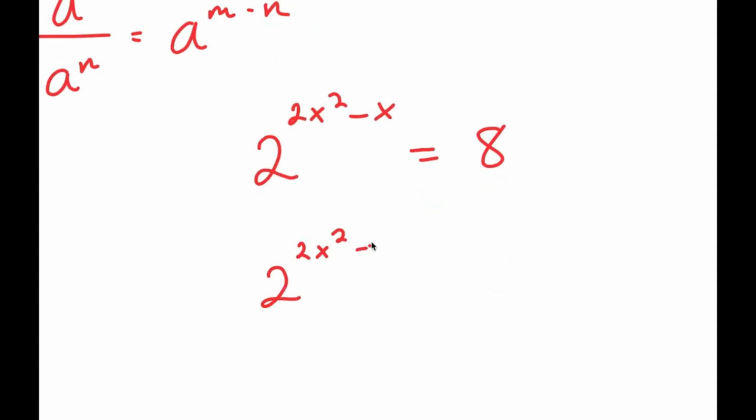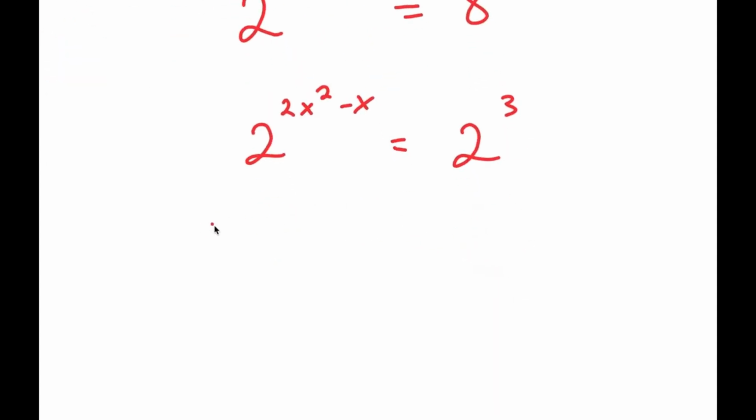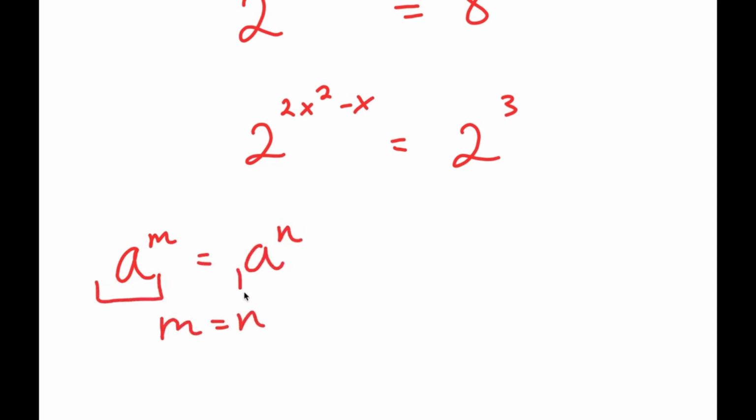Now 8, I'm going to rewrite this as 2 to the power of 3. Now another property of exponents is that if I have something in the form a to the power of m is equal to a to the power of n, this means that m is equal to n. In other words, if the bases of two expressions are the same, that means the exponents are equal to each other as well. So now I have 2 to the power of x squared minus x is equal to 3.